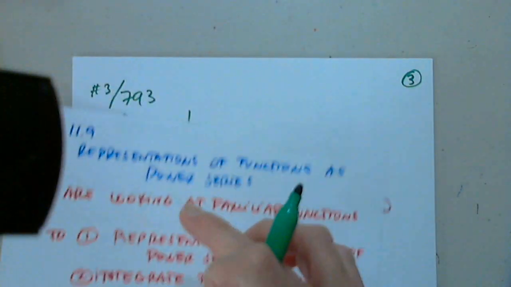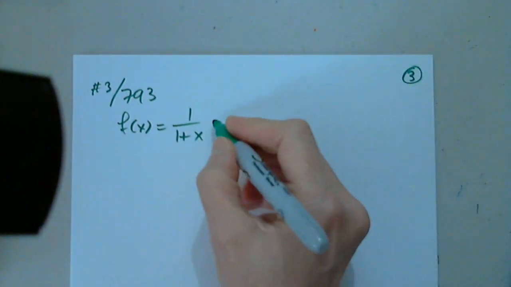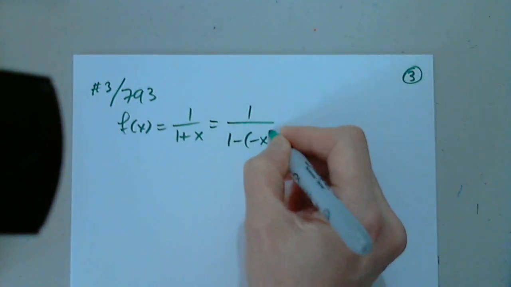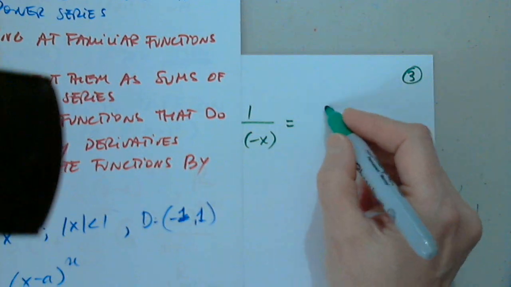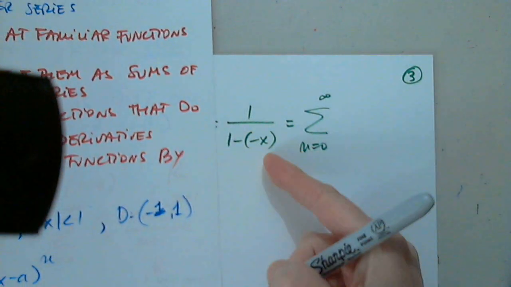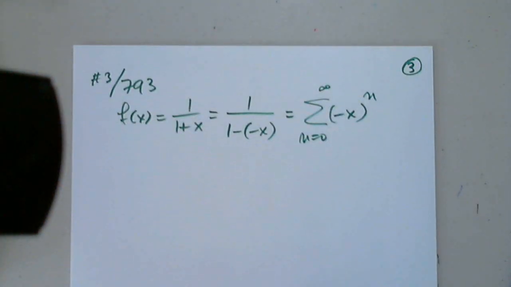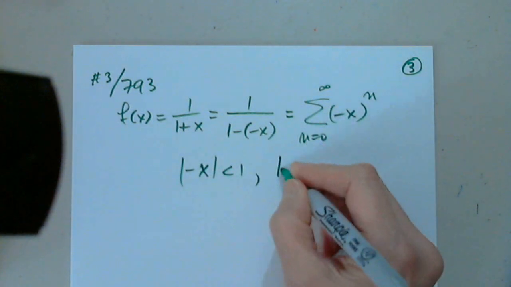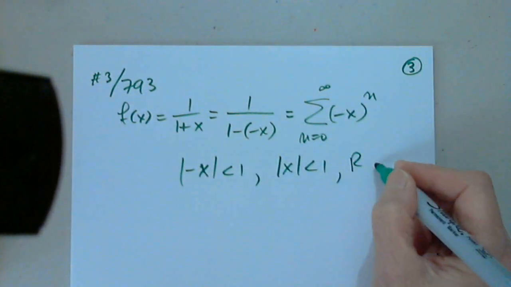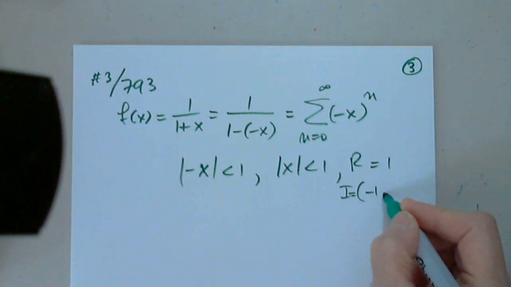So notice the similarity. It's very simple to just change this function into 1 over 1 minus a negative x. And then we follow the representation for 1 minus x, which will be the sum from n equals 0 to infinity, but this time we have negative x to the nth power. And of course, we didn't finish, but negative x still has to be less than 1, which means the same thing, which means the radius of convergence is 1, and the interval of convergence is negative 1 to 1.